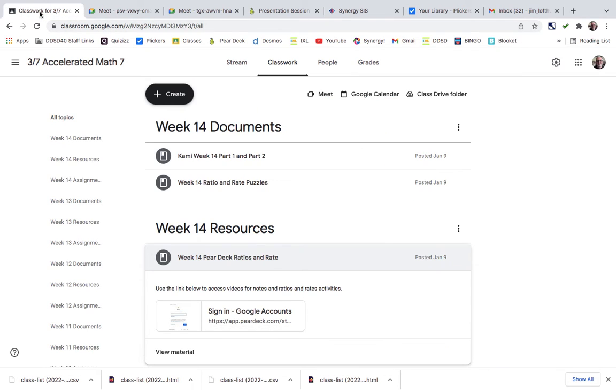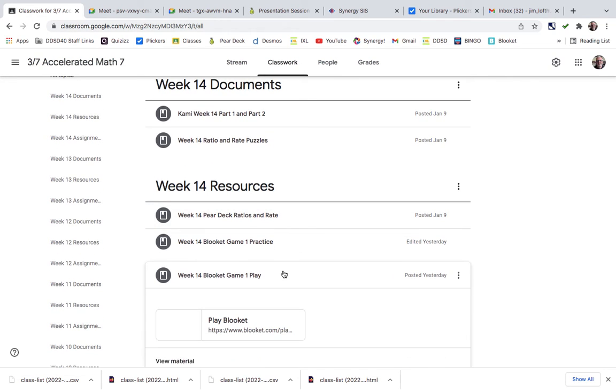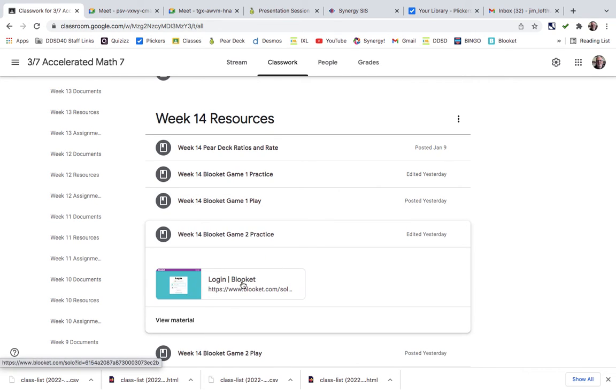After that, we did Plickers, which you can't really do if you're at home. But what you can do is go to Resources and go to Blooket Game 2 Practice. So go there and log in. If you haven't signed up yet, sign up. You're going to do that on your own. You can choose which game you want.